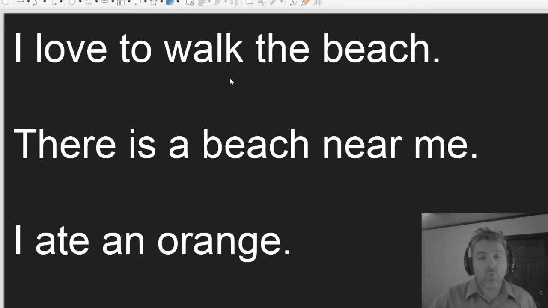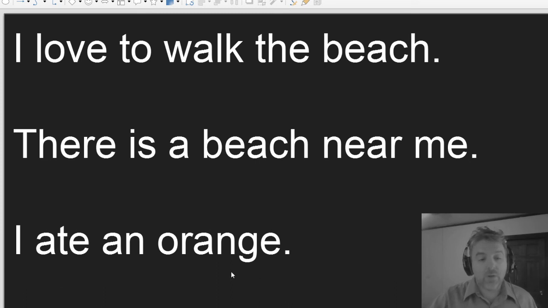I love to walk the beach. We're using "the" because we're talking about a specific thing that I like to do. It's the specific activity, and that is walking the beach. There is a beach near me. Now with this, we're not being specific, and that's why we're using "a". And it comes before a consonant.